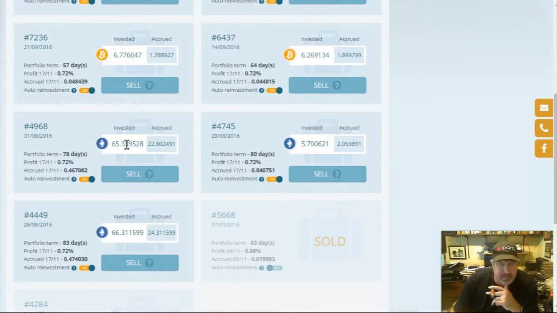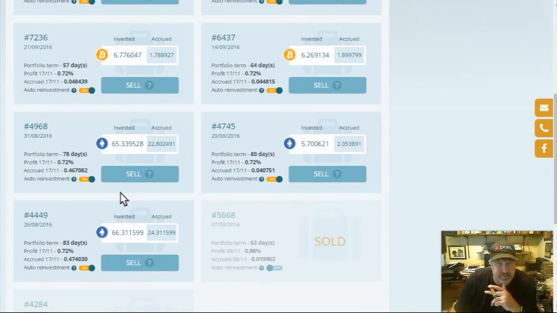The one above it is similar to that. So there's 65 now. I had started with 43. So I made 22 Ethereum on the 43 in 78 days. That's a little over 50%. So the return continues to be good. It accelerates as you move on because of the reinvesting. So it takes, you know, 4 months or so to double your money. Maybe 5 months, but it works as ETHTrade says it does.